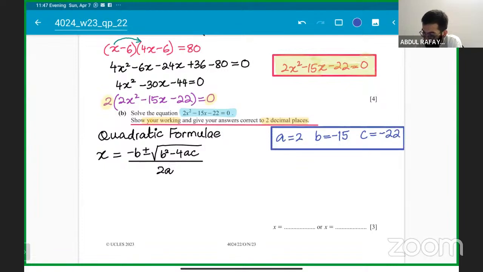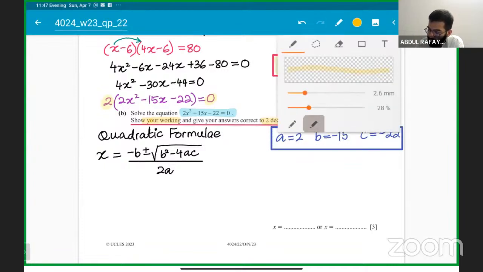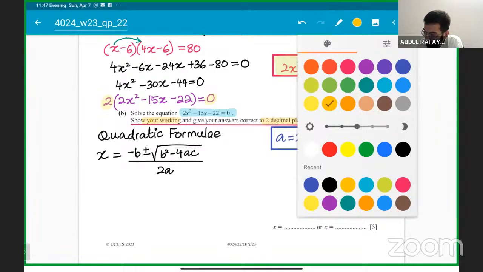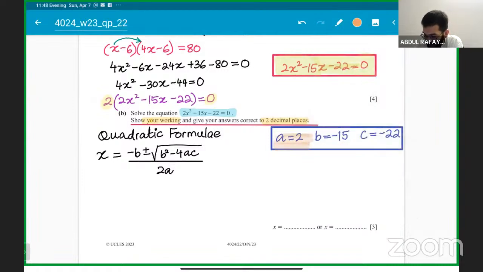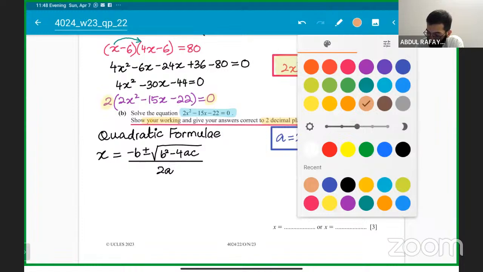So a will be 2, sir, b will be minus 15 and c will be negative 22. I'll repeat, a lot of students know how to solve this in a calculator as well. आप कैलकुलेटर से आंसर जरूर टैली कर लें.